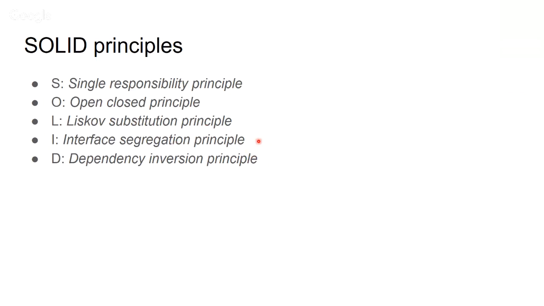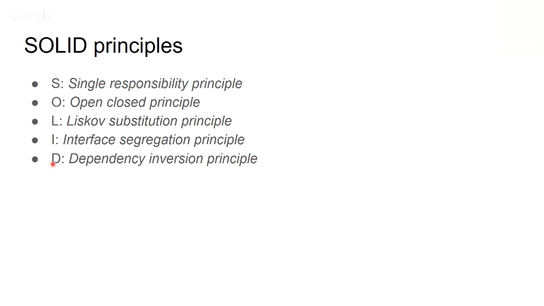The I stands for interface segregation principle. What this says is that an interface needs to be small. An interface doesn't need to be general, it needs to be specific. So that's the thing with the why. You need to have interfaces just for the things that you need, not general ones.